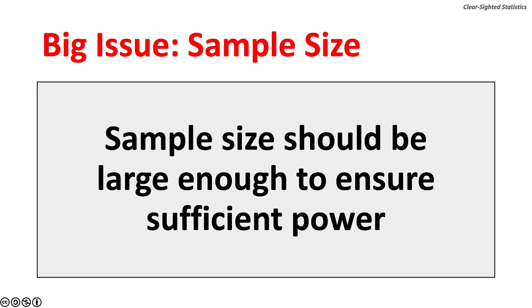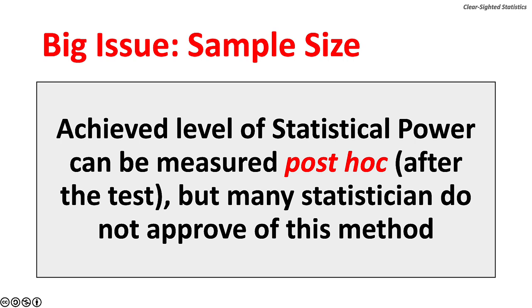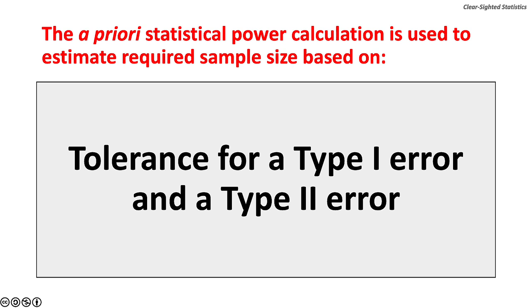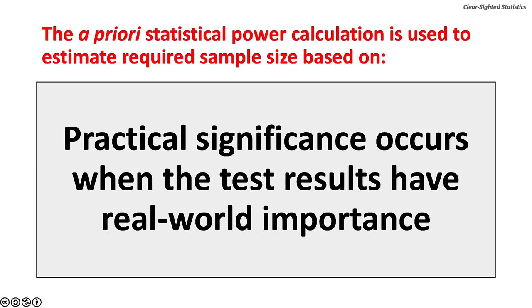The big issue with statistical power is sample size. Sample size should be large enough to ensure sufficient power. Statistical power should be calculated a priori, before the test. The achieved level of statistical power can be measured post hoc, after the test, but many statisticians do not approve of this method. The a priori statistical power calculation is used to estimate the required sample size based on the researcher's tolerance for a type 1 error and a type 2 error, and the minimum effect size needed to achieve practical significance. Practical significance occurs when the test results have real-world importance.